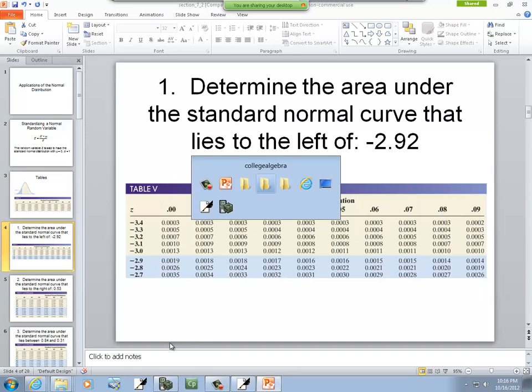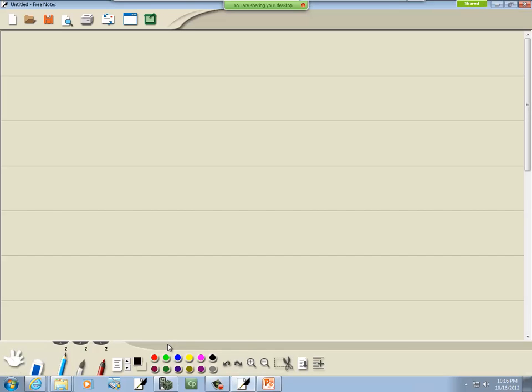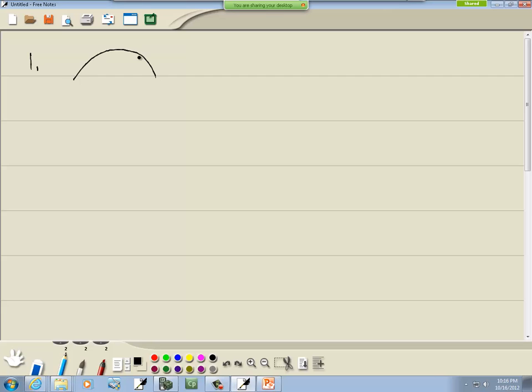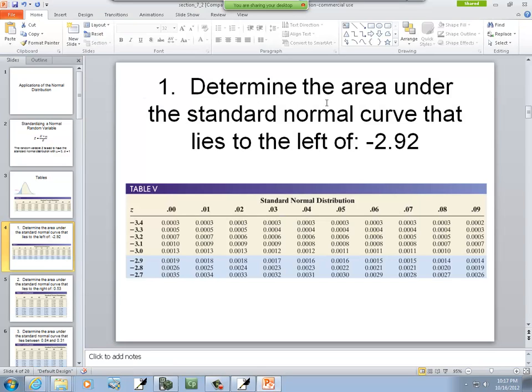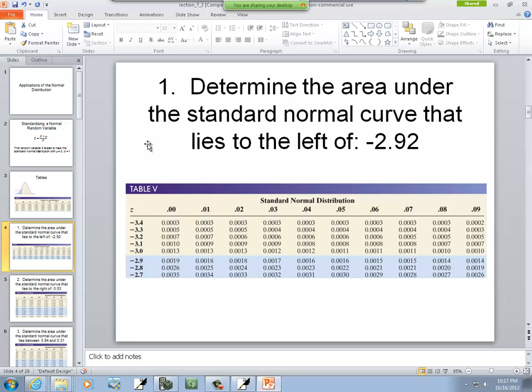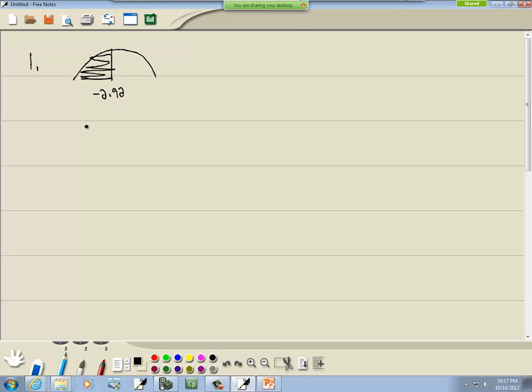Let's look at our first problem here. It says, determine the area under the standard normal curve that lies to the left of negative 2.92. Here's negative 2.92, and the left of it would be this way. It says standard normal curve, so it's already in terms of z-scores. So we have negative 2.9, that's our first digit portion, and we have 0.02. Those added together would give you this.